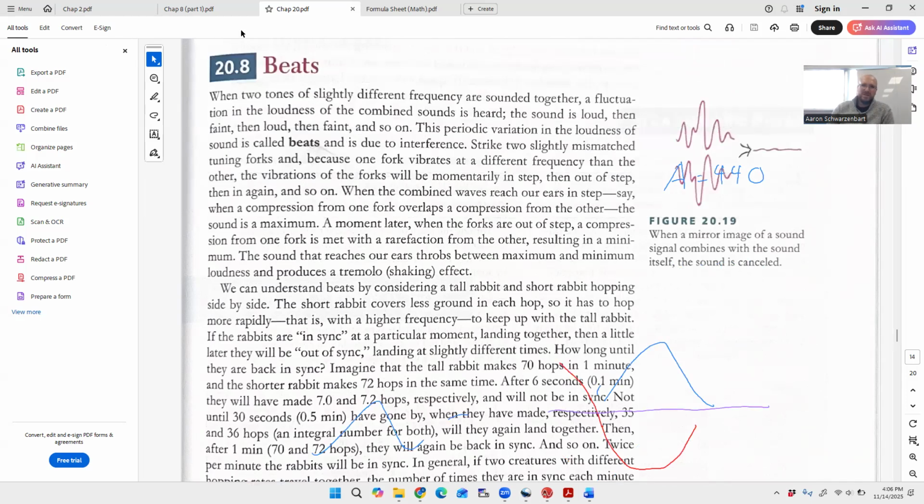A lot of times we'll tune instruments by listening to the beats. When the beats go away, it means the frequencies have lined up, which means they are the same frequency, the wavelengths are the same. That's a few applications of some of these functions.